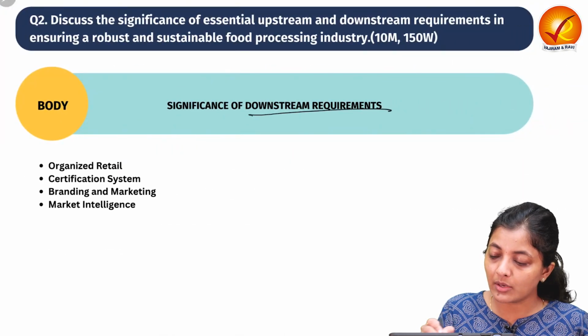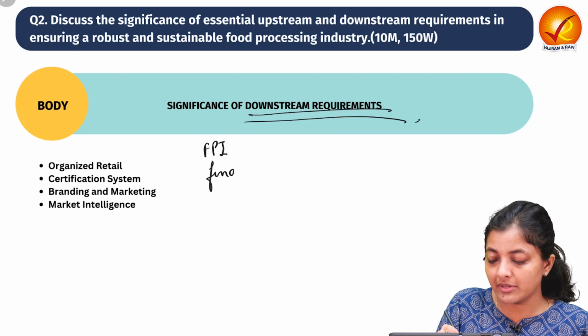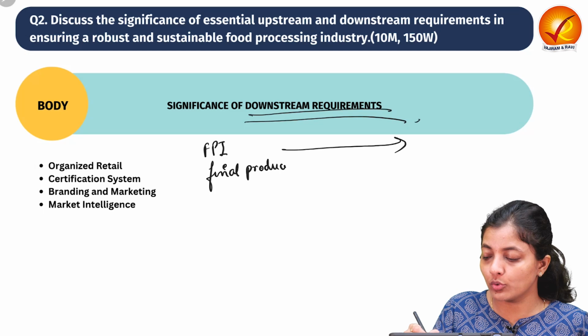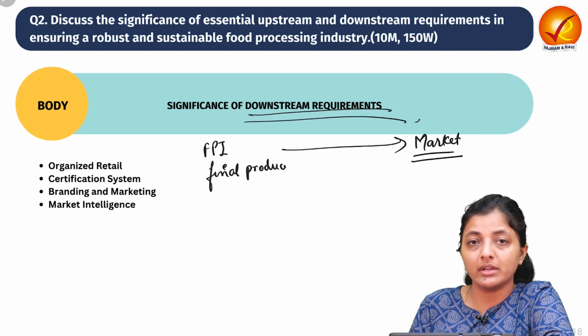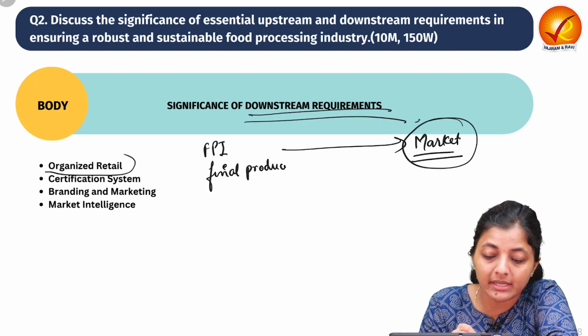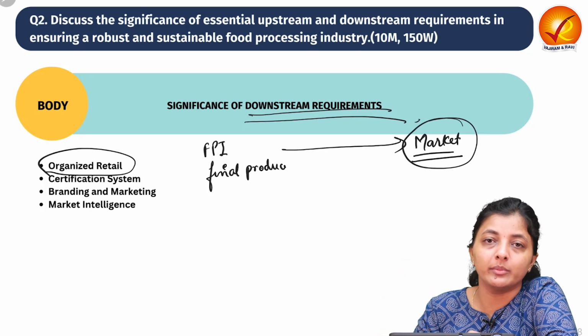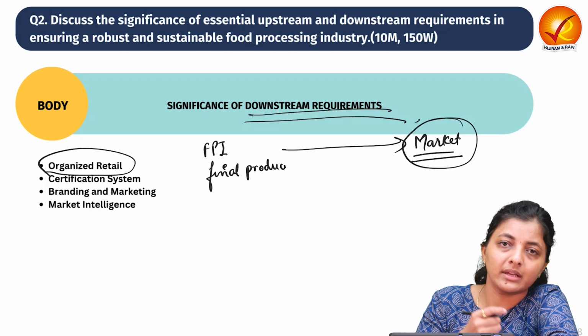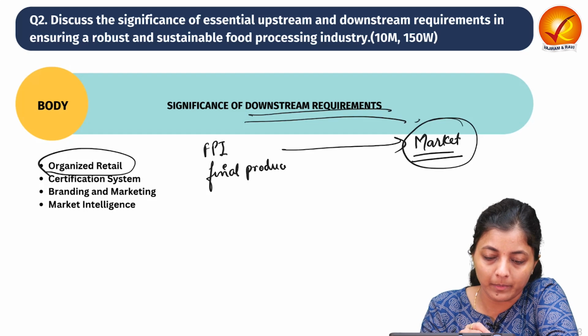Now let's see the downstream requirements. Now the FPI has the finished product, the final product. Now it is ready to be sold in the market. So to sell it in the market, what is required? It requires a market. It means it requires some organized retail structure to channelize the finished products to the wider domain, like supermarkets, food markets and food marts, or Walmart can be an example.